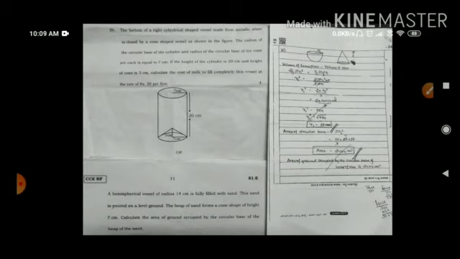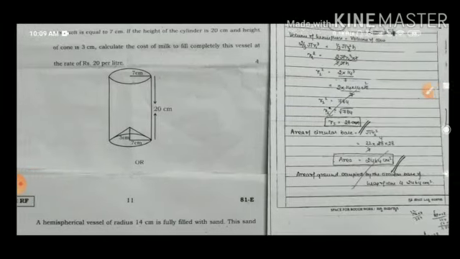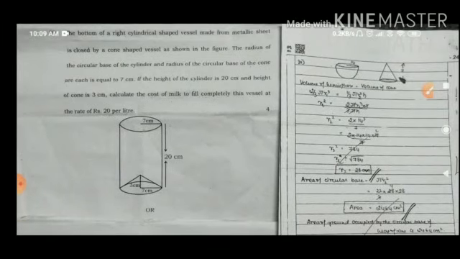Or there is another option question: a hemispherical vessel of radius 14 centimeter is fully filled with sand. This sand is poured on level ground. The heap of sand forms a cone shaped of height. That means here the hemisphere is converted into a cone. See here there is a figure, see how the paper should be. So here the hemisphere is converted into a cone.